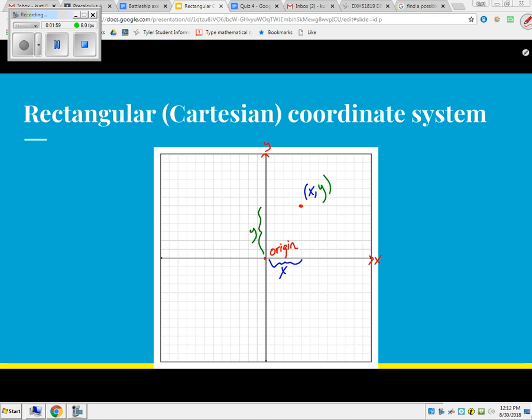You can see there's a lot of room up here, so we actually name the four sections that this graph is divided into. The one in the upper right-hand corner is called quadrant 1. This is quadrant 2. Down here we have quadrant 3. Over here, quadrant 4. Hopefully this is a review for you. We're going to go ahead and jump into the first example.